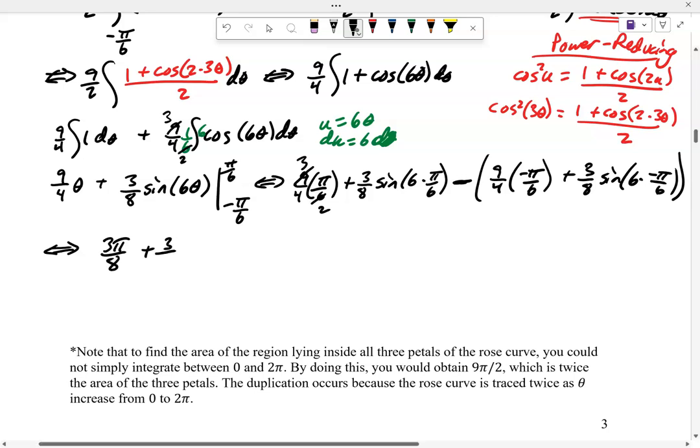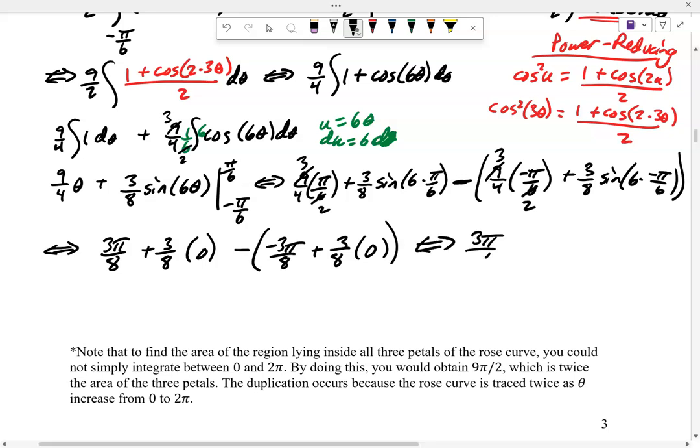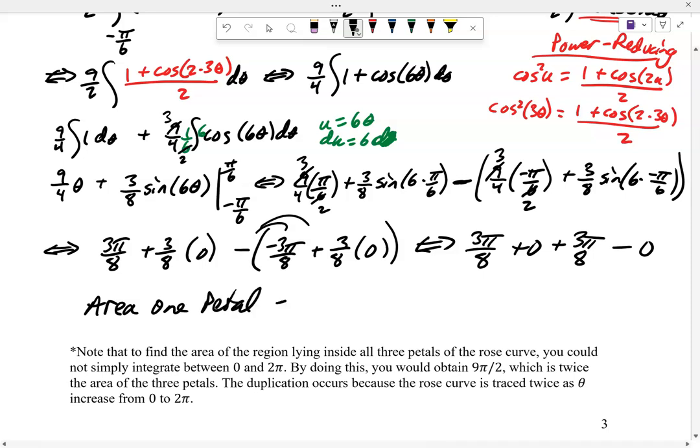I got plus that 3/8, that's the sine of pi, so that's 0, minus negative 3 pi/8. That's 3/8, that's the sine of negative pi, so that's 0. So we got 3 pi/8 plus 0, distribute that, plus 3 pi/8, and then minus 0. So the area of one petal would be 6 pi/8, or 3 pi/4.